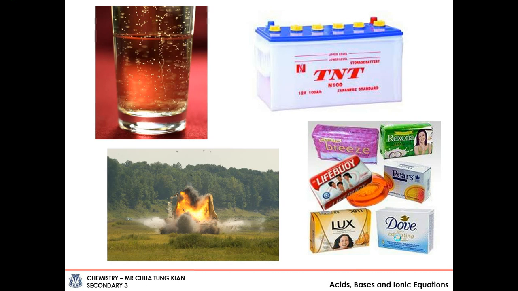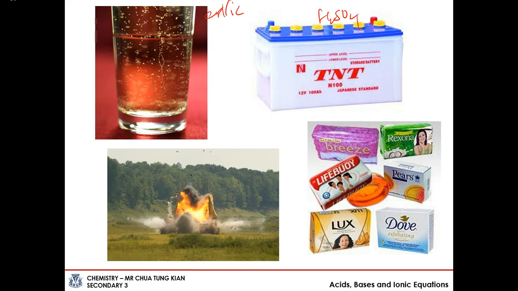So over here you'll see some examples of acids in everyday life. The first one is the effervescence tablet, which has citric acid. So this is actually a weak acid. You have dilute sulfuric acid in your car batteries. This is a very strong acid.